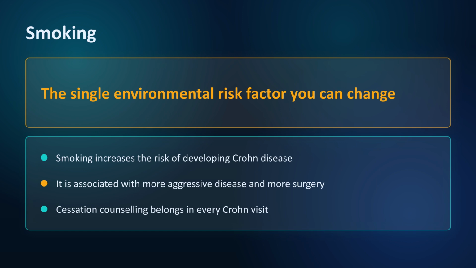Smoking deserves its own slide because it is the one environmental factor you can actually change. Smoking increases the risk of developing Crohn disease. Note the asymmetry here. It does not do the same thing in ulcerative colitis. This is genuinely a Crohn-specific risk factor. And beyond simply causing the disease, smoking is associated with more aggressive behavior and with more surgery. So cessation counseling is not a generic health message tacked on at the end of the visit. In Crohn disease, it is a disease-modifying intervention. Put it in the plan every time. And it is the one question in the history that most changes what you tell the patient to do.